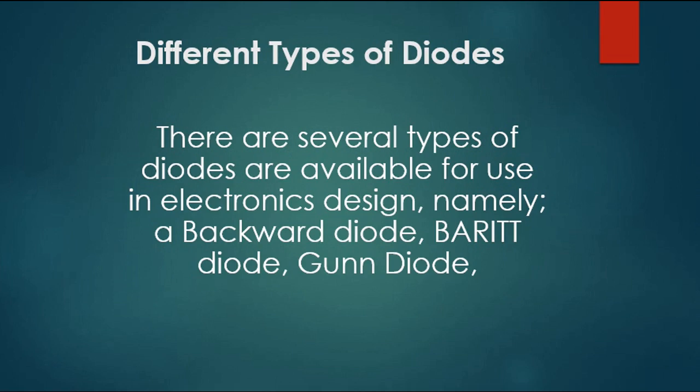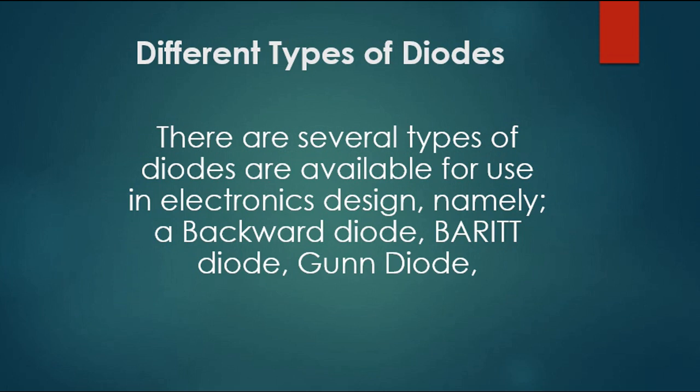In today's video tutorial, we'll be discussing different types of diode. In my previous video, we discussed what a diode is all about, and I also added a little function of the diode, which I said is that a diode can be used as a rectifier, which can be used to convert a current from AC to DC.